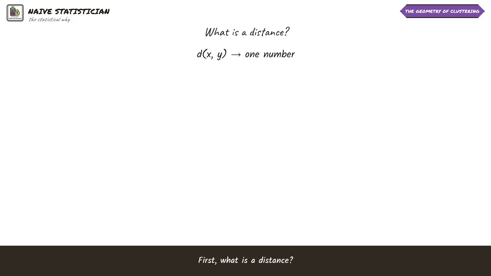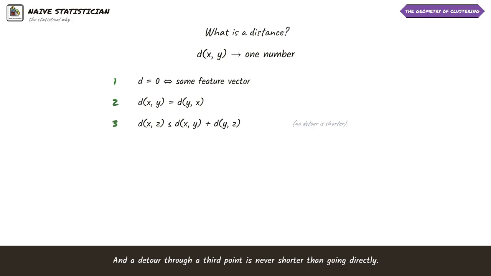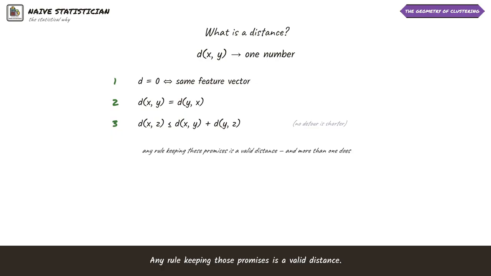First, what is a distance? It is a rule that takes two data points and returns one number, obeying a little common sense. It is 0 only when the two feature vectors are identical. It gives the same answer either way round. And a detour through a third point is never shorter than going direct. Any rule keeping those promises is a valid distance, and more than one does.